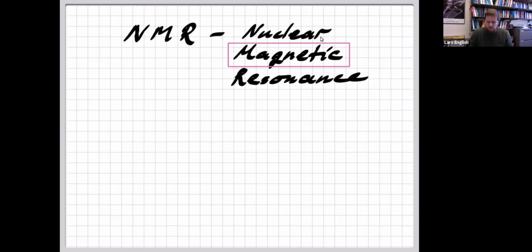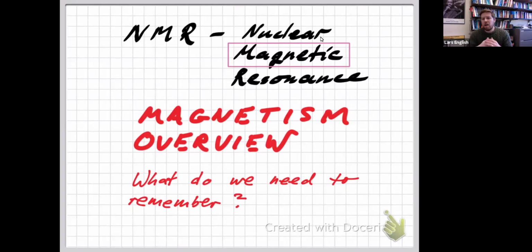But first, let's look at the three letters, nuclear magnetic resonance. I want to start with the magnetic piece. I'm assuming you have some familiarity with introductory physics, and that's where we want to start, with a magnetism overview. What do we need to remember from magnetism? We don't have to remember everything. There's just a few pieces that are definitely essential.